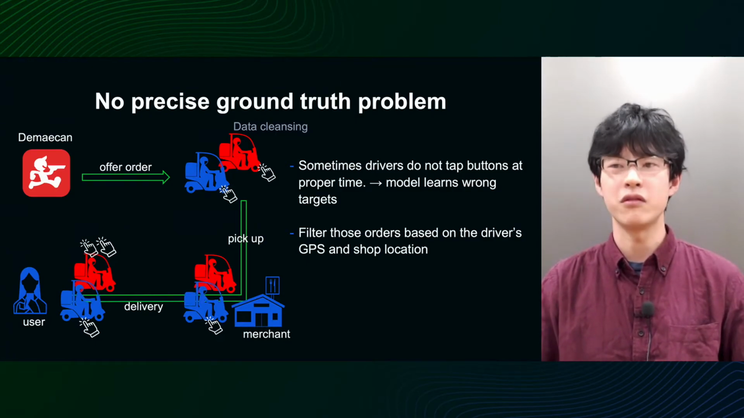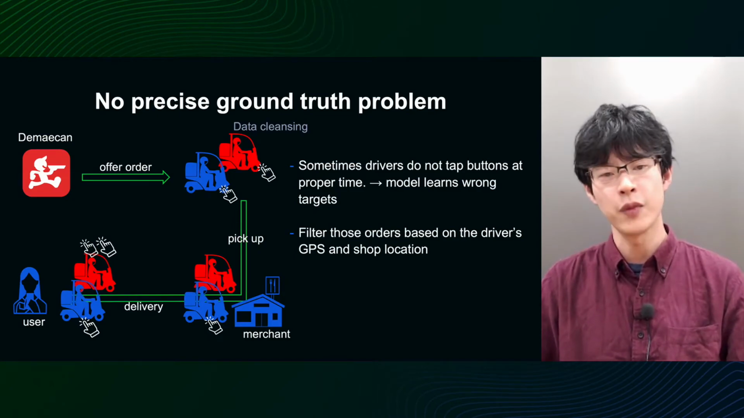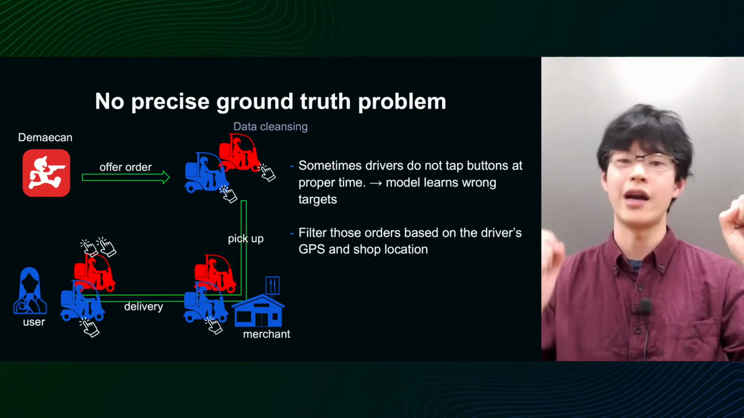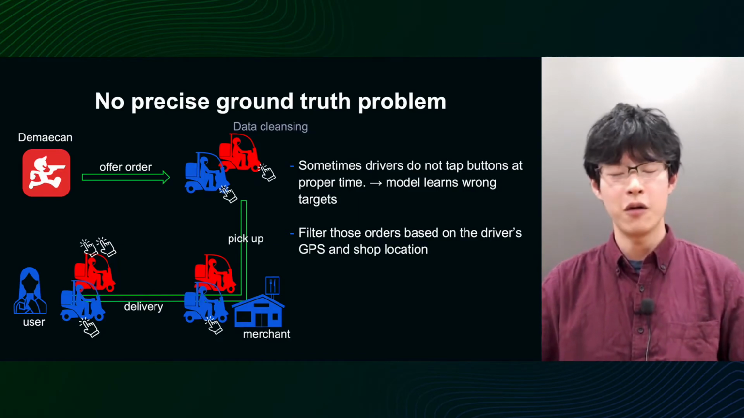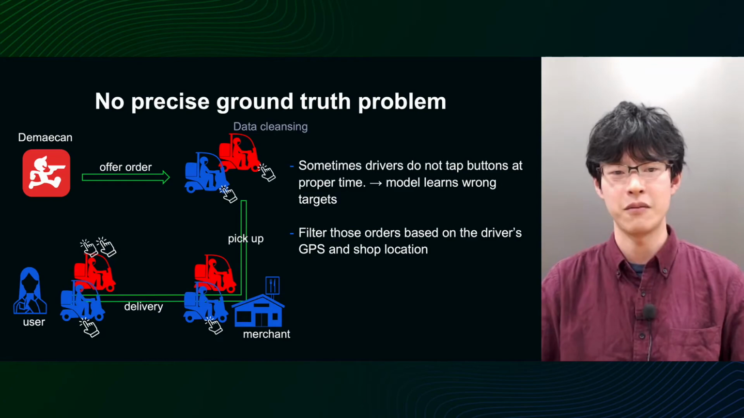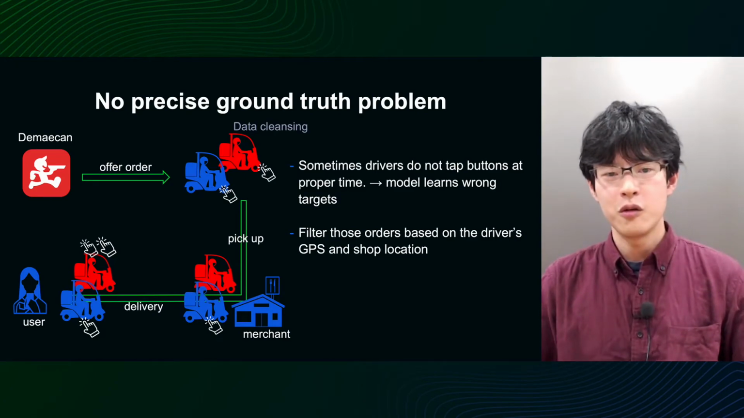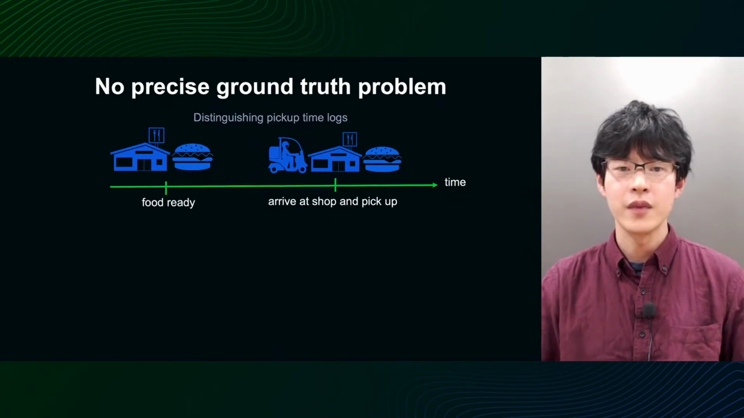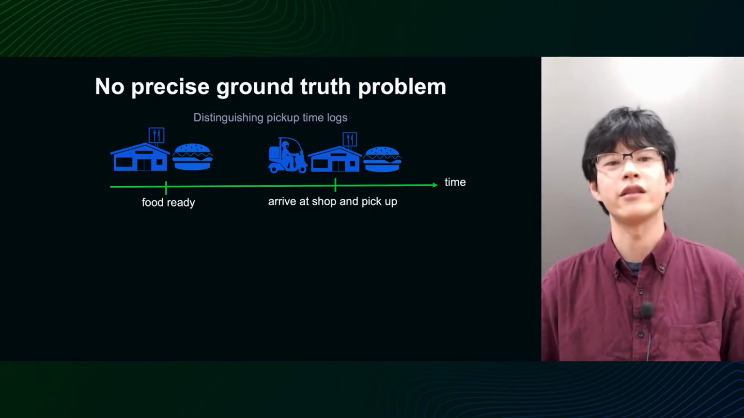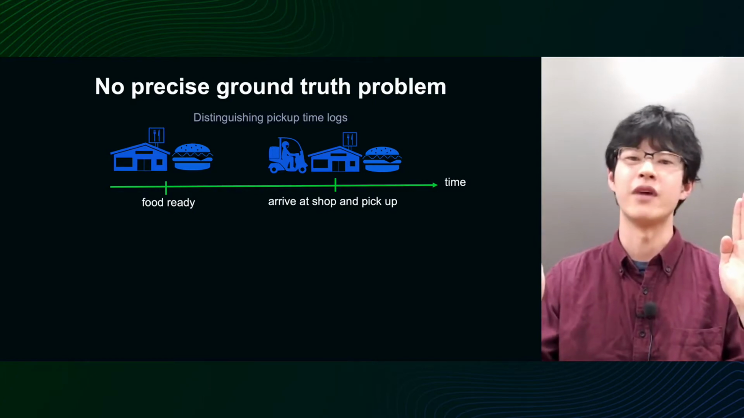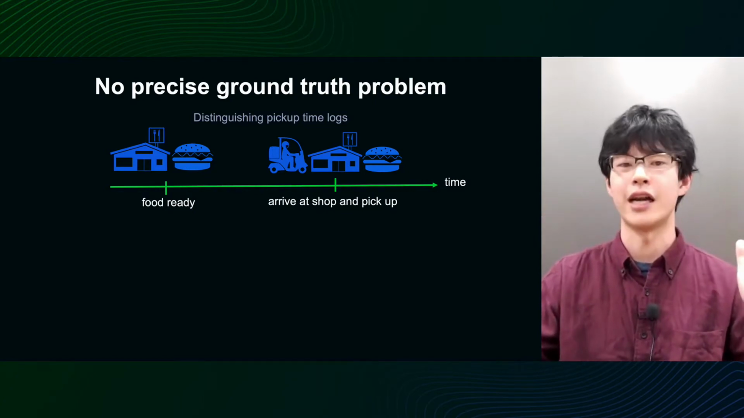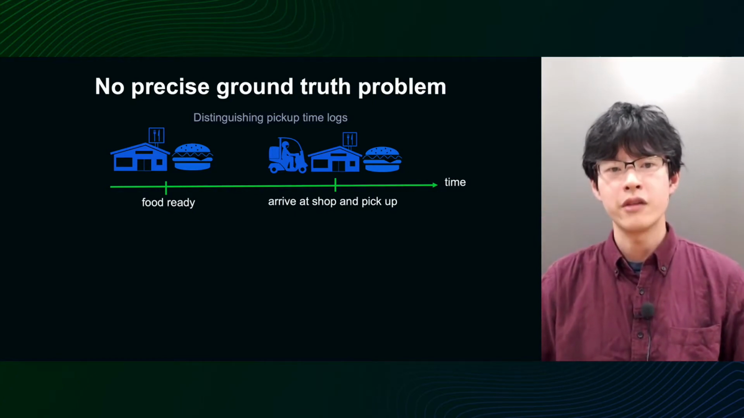Specifically, we looked at the GPS data of the driver at the timing of the tap to pick up the food. If the GPS location was far away from the store, we excluded this data from the training data and evaluation data. We can't treat this data as easy yet, although we cleanse the data, because there is a time lag between when the food is ready and when the driver comes to pick up.